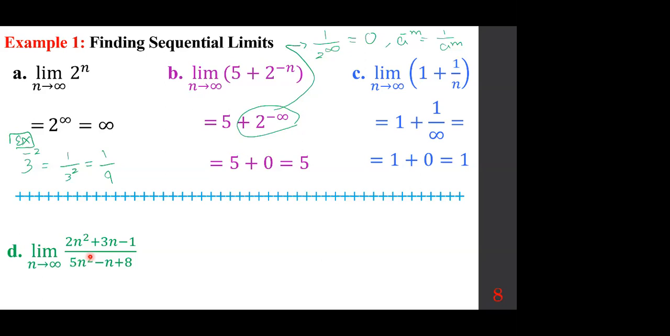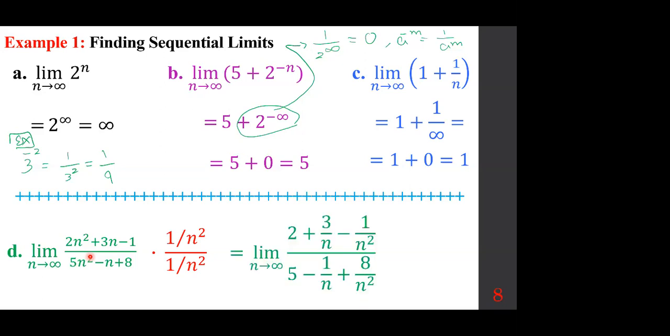Of course, division by n squared is multiplication by 1 over n squared, and here's what happens. I want to make sure everybody understands what happens. When you divide the first term of the numerator by n squared, you get 2. The second one, you get 3 over n. The third one, minus 1 over n squared. When you divide the first term of the denominator by n squared, you get 5. The second one, you get minus 1 over n. And the last one, you get 8 over n squared.